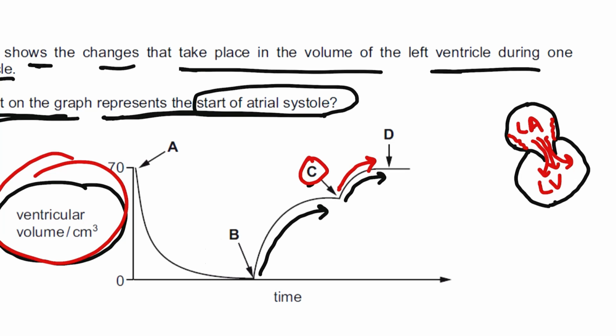So guys, after B is basically what? Diastole. Because after B, what happens? There is passive filling.